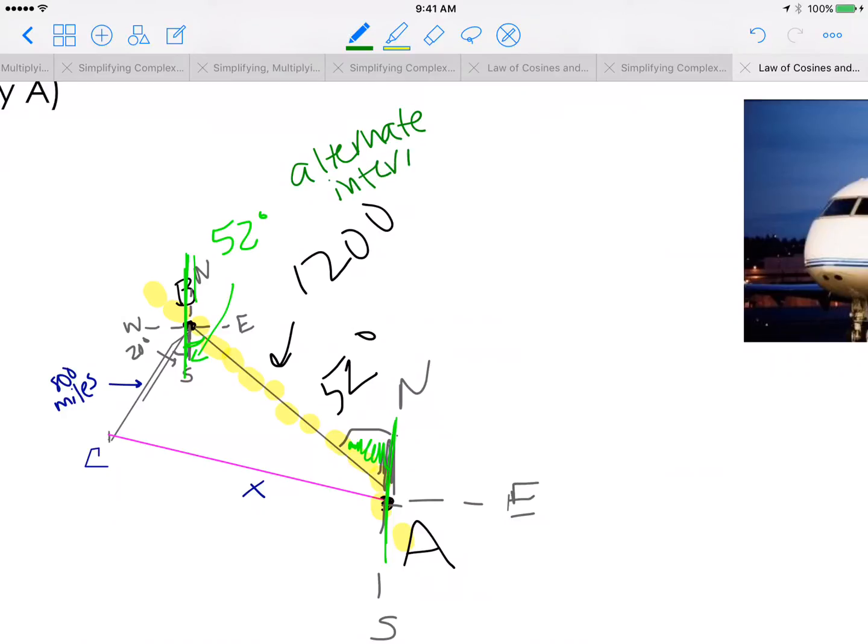Alternate interior angles. So if you can't see that, have a neighbor help you out. I know somebody's going to be able to see that. So your north and north lines are going to be parallel lines, and then this 1,200 miles is going to be your transversal. So two parallel lines cut by a transversal. You can say that this 52 and this 52 are the same angles, alternate interior angles.